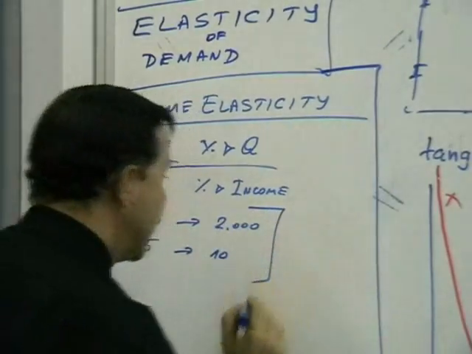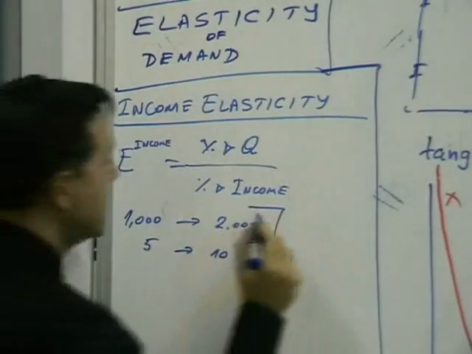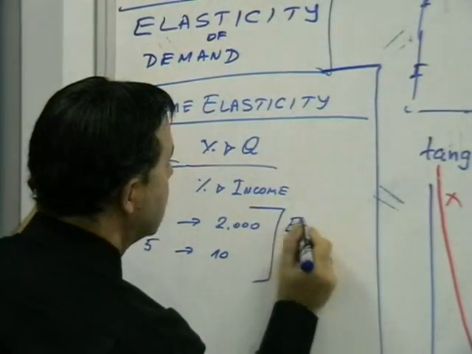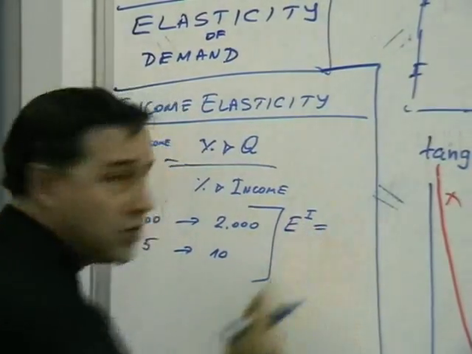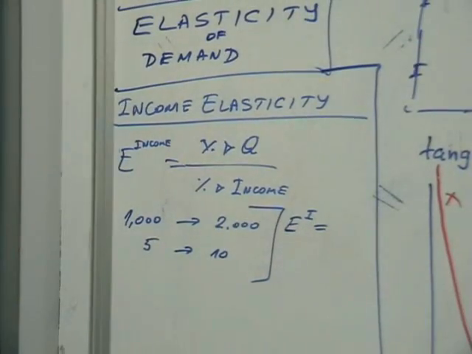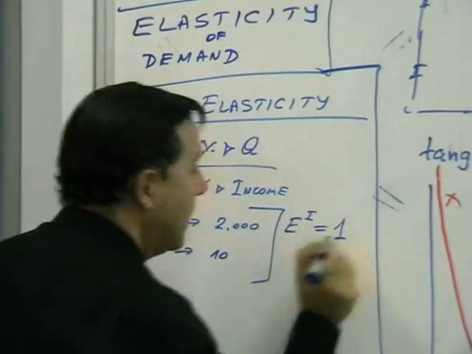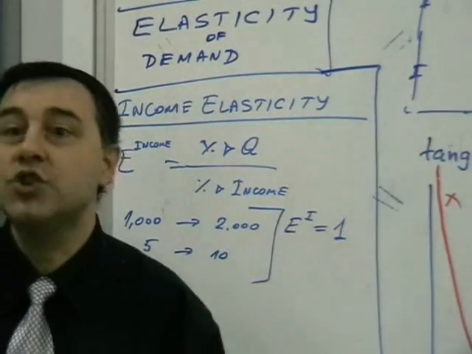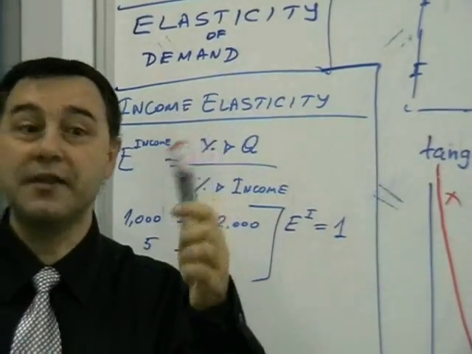For this example, what is the elasticity of income? How much? 1. Simple as 1. Now I'll do a cheap trick and I'm going to use the red.